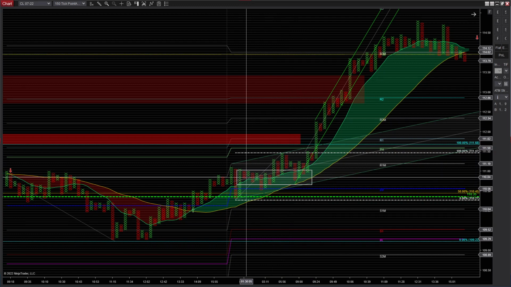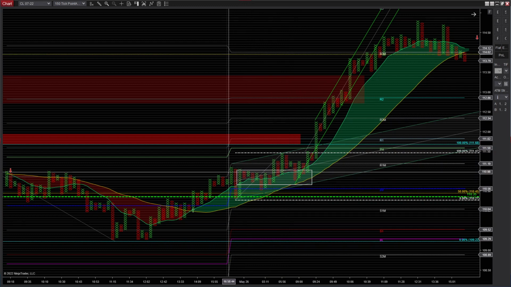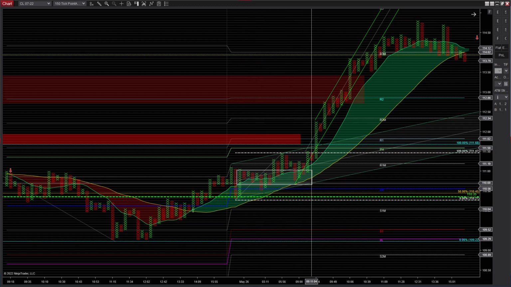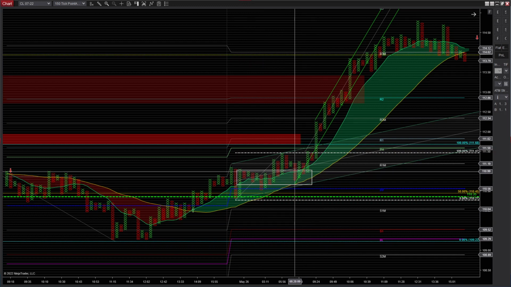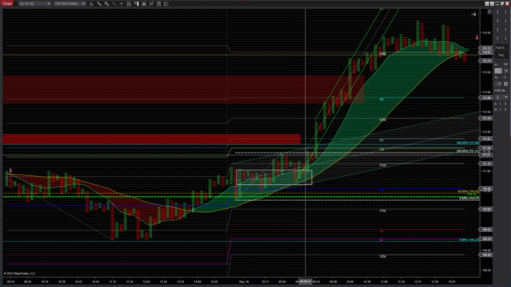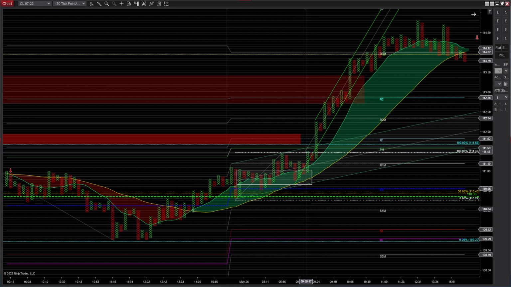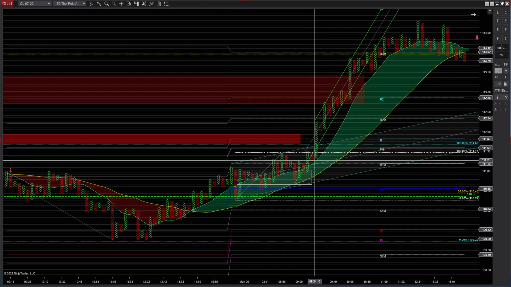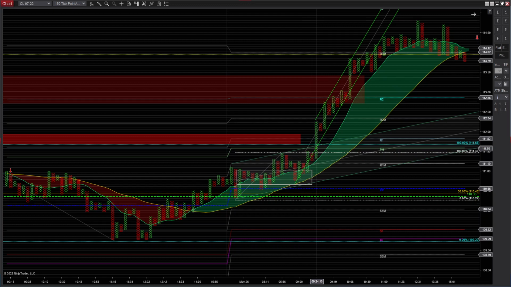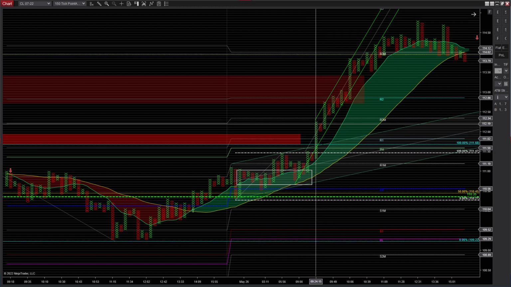So in this case, this range was respected overnight, and then at around 9 a.m. it started to move to the upside. See, that is the breakout of the overnight at 9:10 a.m., and then it came back and moved to the upside again and broke for a nice move.